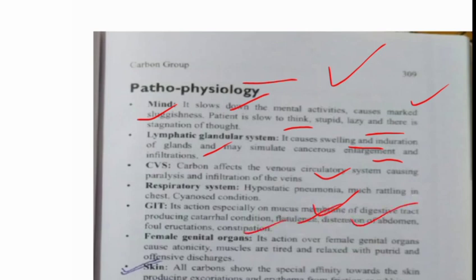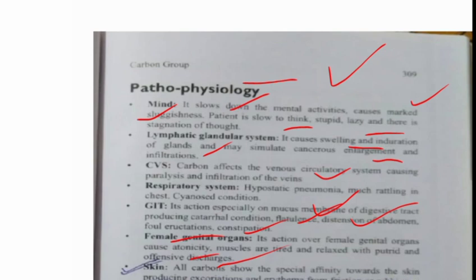Then in females, all types of constipation happen due to the sluggishness of the intestinal tract. In females, due to the pathogenesis of the uterus, there will be PCOD and offensive discharge. The skin mainly shows excoriation and erythema from rubbing or friction, okay. This is all about the pathology, how it works.